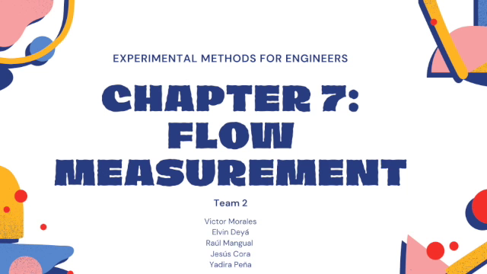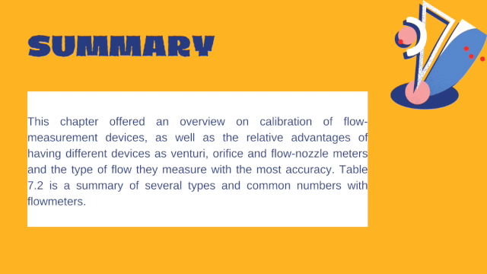Hello. In today's video, we're going to present from the book Experimental Methods for Engineers, Chapter 7, Flow Measurement. This chapter offered an overview on calibration of flow measurement devices, as well as the relative advantage of having different devices such as venturimeters, orifice, and flow nozzle meters, and the type of flow they measure with the most accuracy.